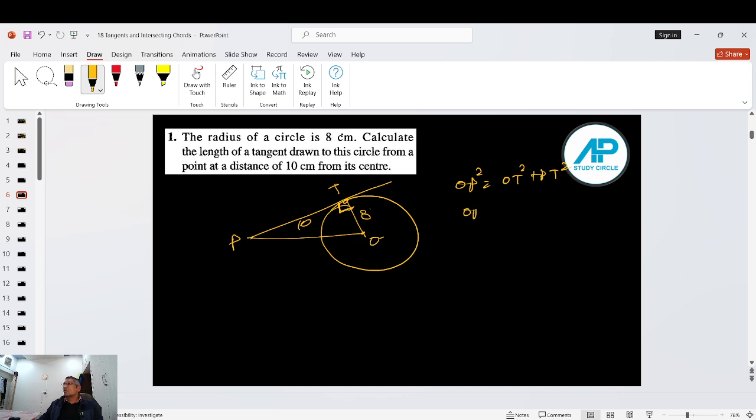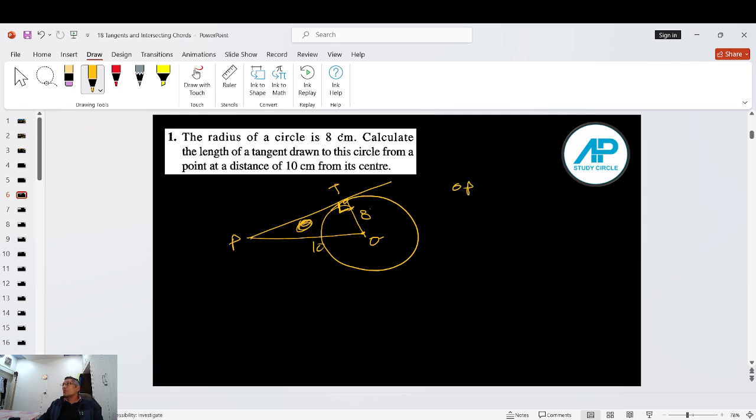So OP square equals to say 10 square plus 8, but what is 10 here? I think I missed a point here. Let us slightly change things. The distance of 10 cm from the center, this is 10. We have to find the value of PT.